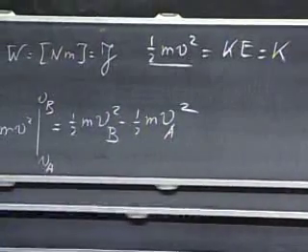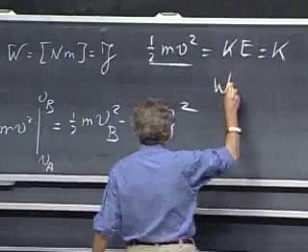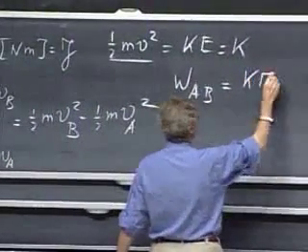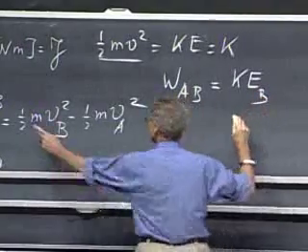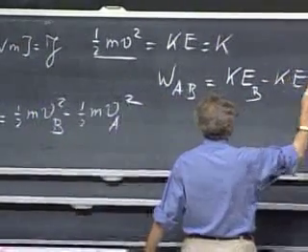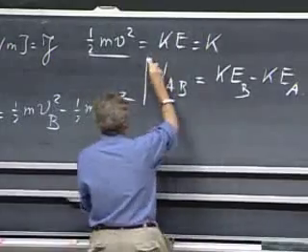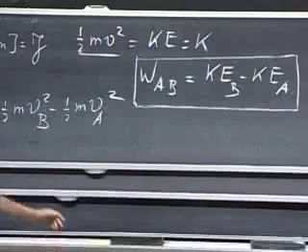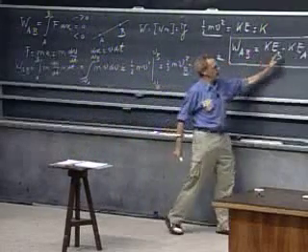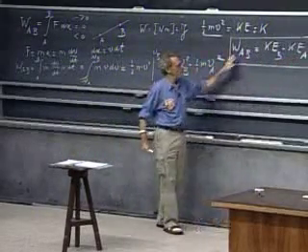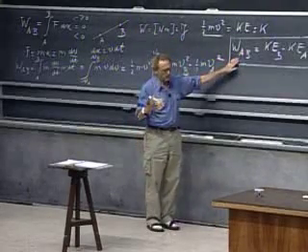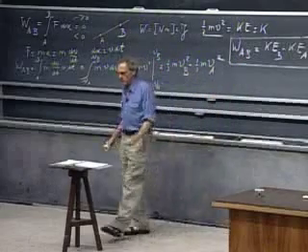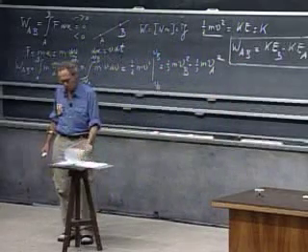And so the work that is done when a force moves from A to B is the kinetic energy in point B, you see that here, minus the kinetic energy in point A, and this is called the work energy theorem. If the work is positive, then the kinetic energy increases when you go from A to B. If the work is smaller than 0, then the kinetic energy decreases. If the work is 0, then there is no change in kinetic energy.